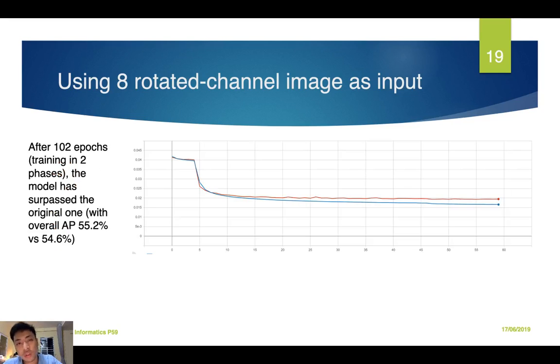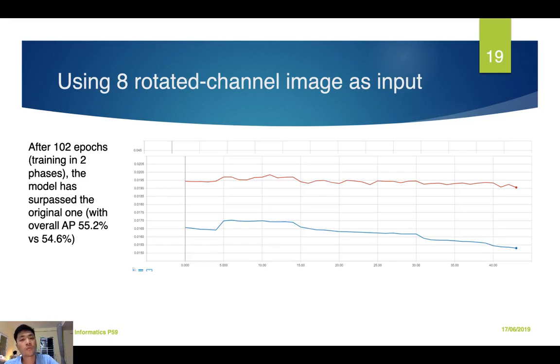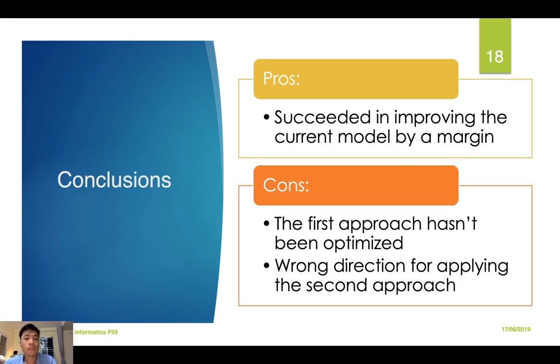After the first 60 epochs, the system kept converging. I kept training it for another 100 epochs, and after the 42 for the second session, which combined to be 102 epochs on both sessions, the system has reached a point where it surpassed the original one with 55.2% versus the first model with 54.6%, which is a bit of an improvement, even if only on a margin.